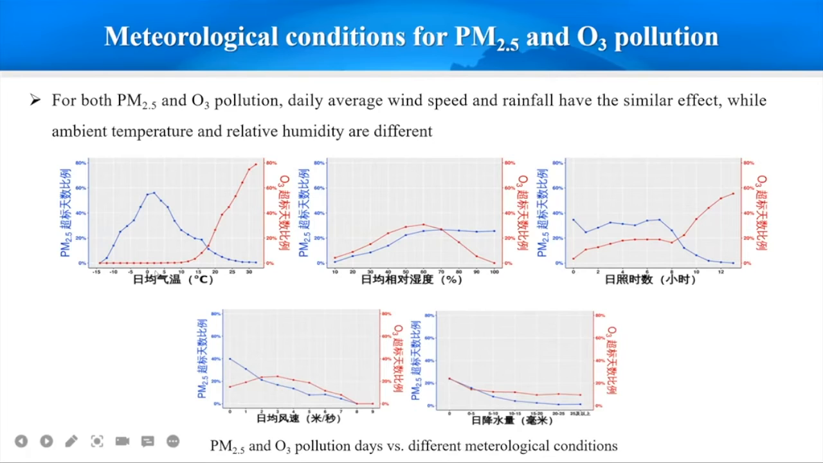But for the temperature, the humidity, and the days of solar radiation, they have different effects on PM2.5 and ozone. For example, for temperature, ozone rises as the temperature goes up, but for PM2.5, the peak pollution occurs around 0 degrees C to 5 degrees C in this area. That means in the late fall and the winter time.